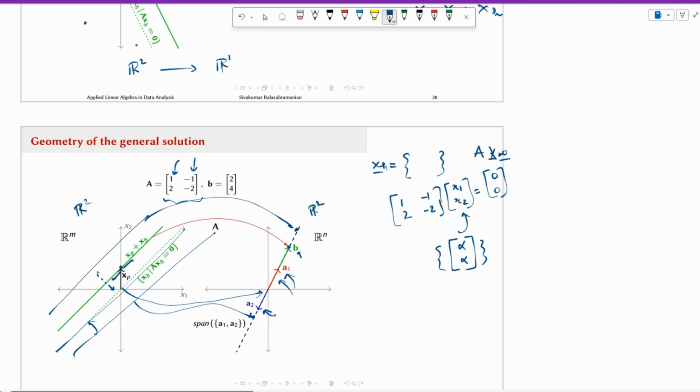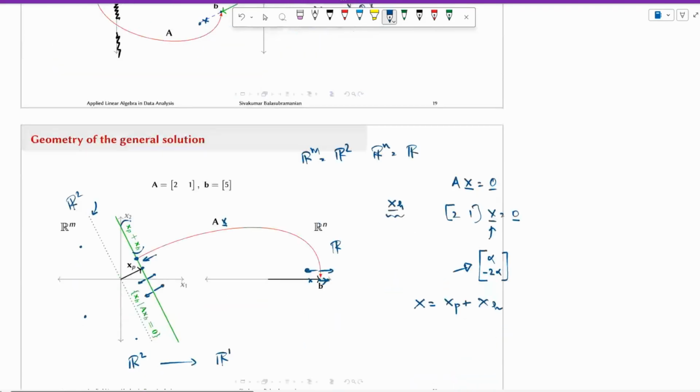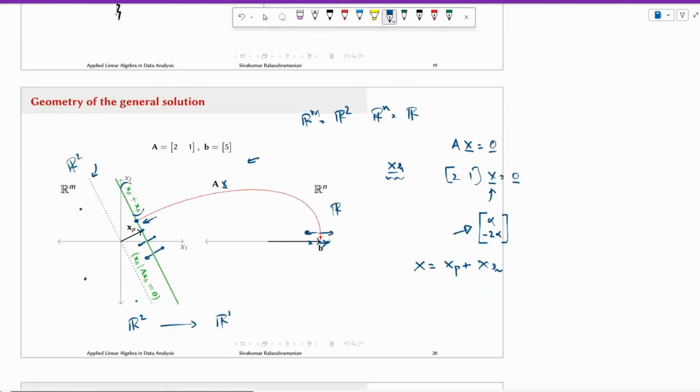That's the first example we saw, 2 cross 2. If you have a full rank matrix, but you have this condition, then you essentially have entire lines that get mapped to a single point. That means you have infinitely many solutions.